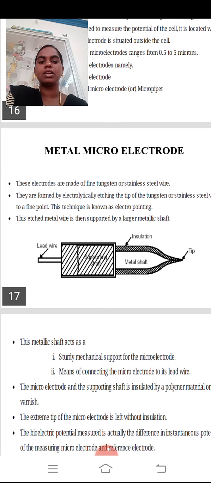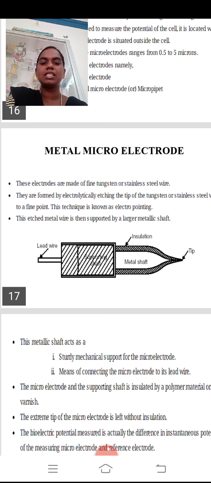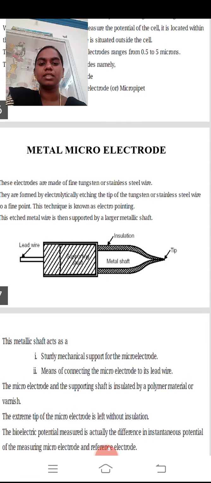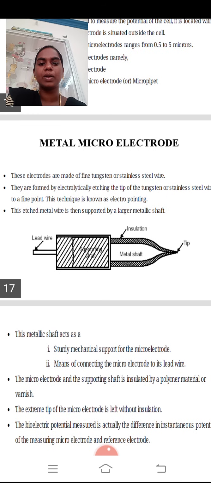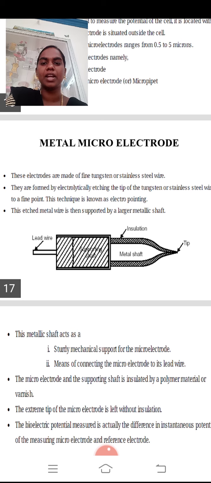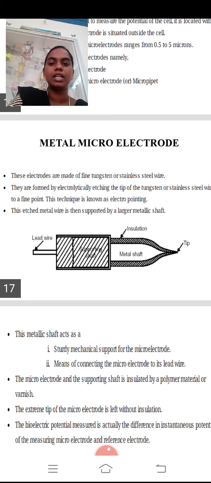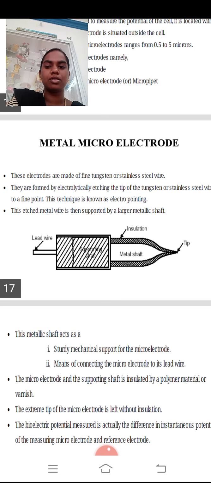These electrodes are made up of fine tungsten or stainless steel wire. They are formed by electronically etching the tip of the tungsten or stainless steel wire to a fine point. This technique is known as electropointing. So pointing the tip of the electrode to be inserted inside the cell is known as electropointing.